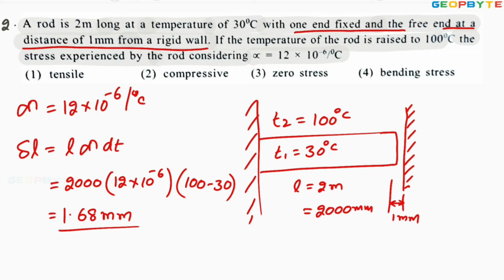Therefore, compressive stress are developed in the rod. I hope you got my point. But remember, if the change in length is less than 1 mm, no thermal stress are developed. In that case, you can select the option C. Anyhow, I hope you got my point.